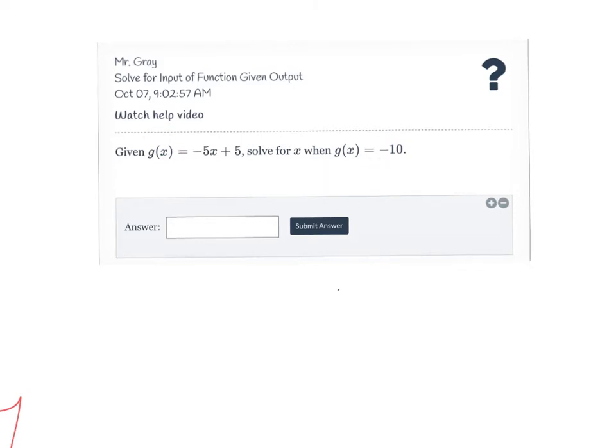Well, g of x is the full expression. So I'm going to take this negative 10 here, and I'm going to plug it in. And when I plug it in, I'm going to plug it in for g of x. So that's going to replace the entire left side of my equation. So I get negative 10 equals negative 5x plus 5.